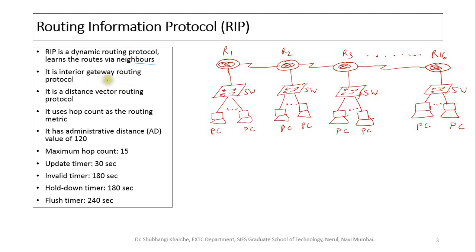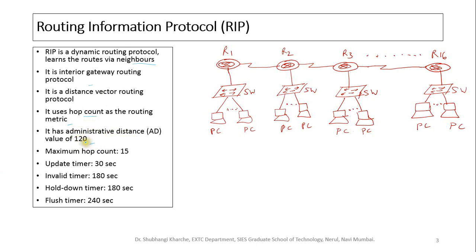RIP is an interior gateway routing protocol. It is a distance vector routing protocol. That is, it calculates the distance vectors in order to determine the shortest path right from the source to the destination. RIP routing protocol uses hop count as the routing metric. It has an administrative distance value of 120.